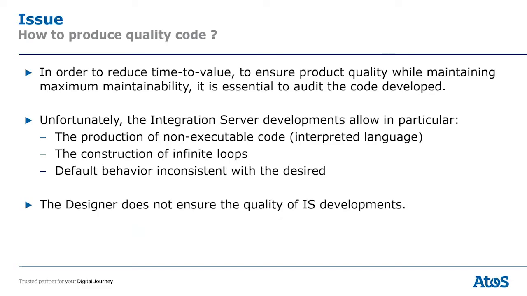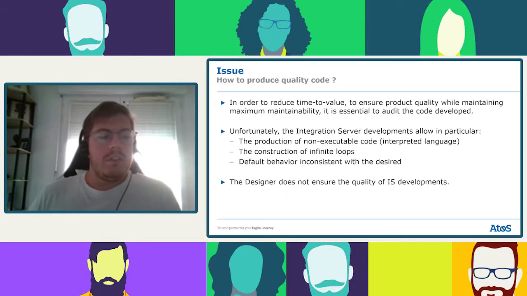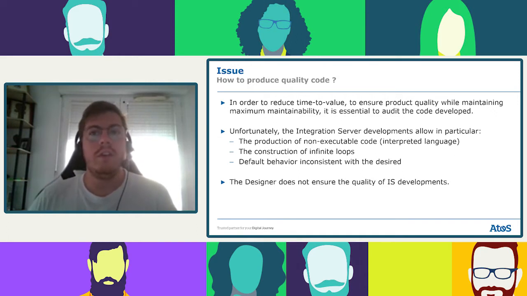Unfortunately, using the SoftwareAG Integration Server development, it is possible to produce non-executable code due to the fact that it is an interpreted language behind the scenes. So you are able to produce code that won't work at runtime. It is problematic if you are able to construct infinite loops, for example, because production won't work if you do so. So the Designer does not ensure the quality of the Integration Server development, and to address this problem, we thought about a solution to audit our code directly, and this is how AnalyzeBox was born.